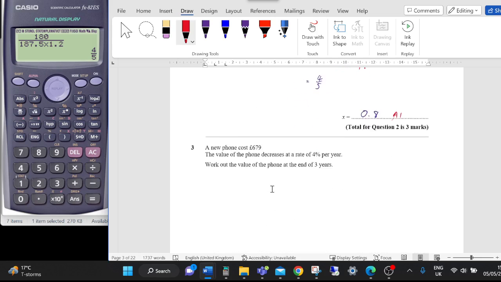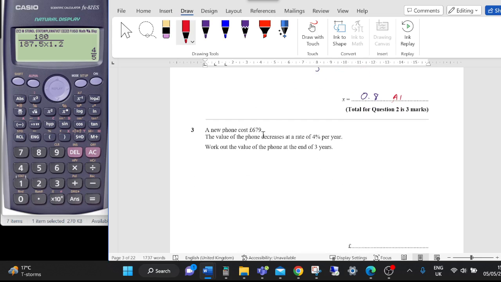Okay, question 3. A new phone costs £679. The value of the phone decreases at a rate of 4% per year. Work out the value of the phone after 3 years. So this is a more typical compound interest question. It's unlikely that you'd have it as question 1 and question 3.